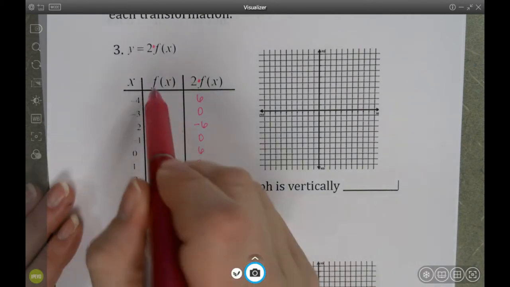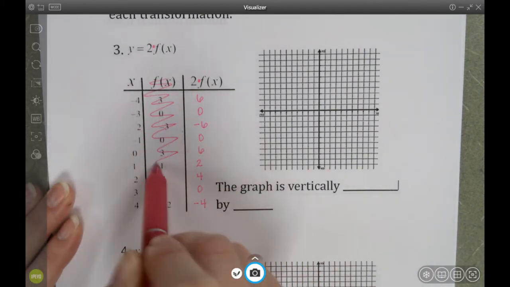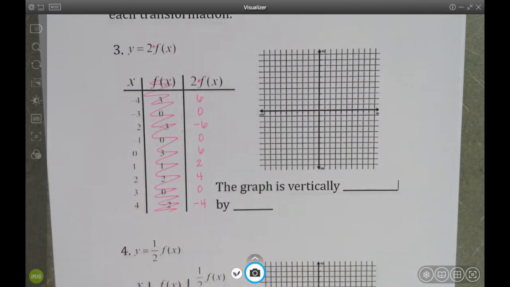Okay, now I'm done with that middle column. I'm going to plot my new points. You don't have to write them out as ordered pairs if you don't want to.